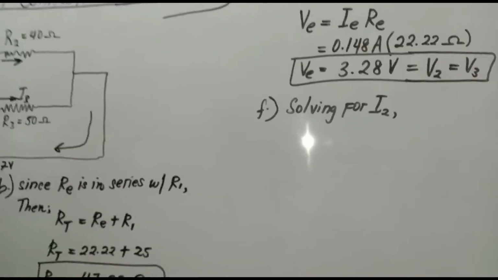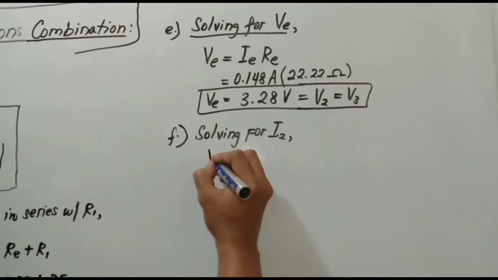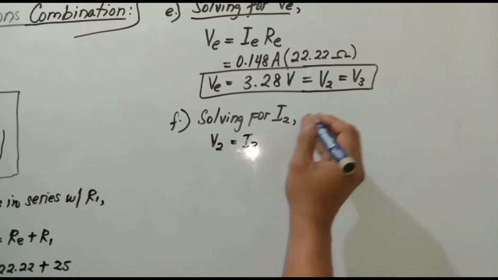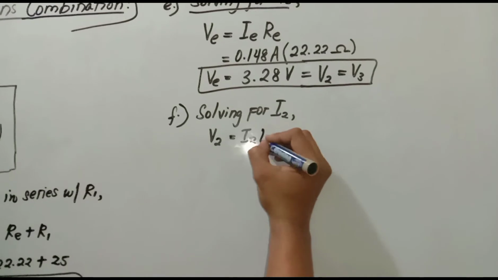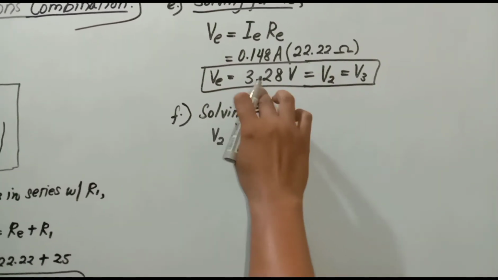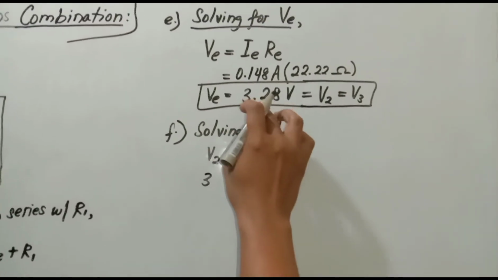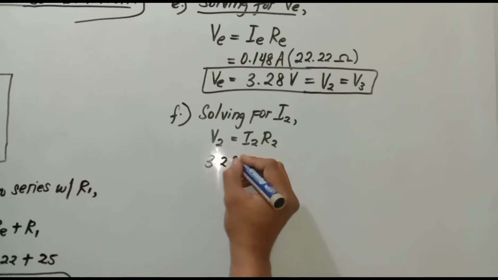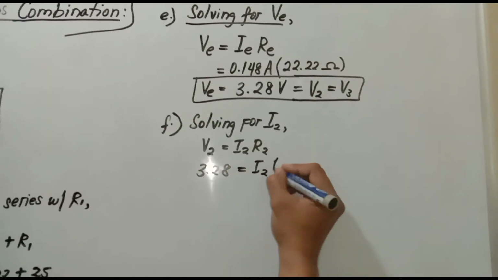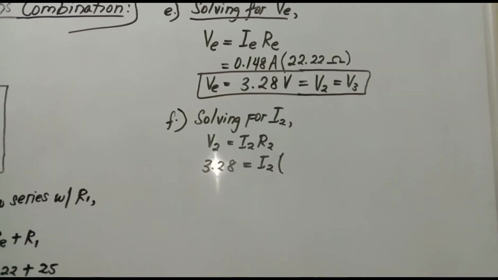So just simply, guys, using Ohm's law. V2 is equal to I2 times R2. V2 is also equal to VE, which is 3.28. Equate this current to the volts: 3.28 is equal to I2, which is the required. How much is the resistance R2 given, guys? It's equal to 40 ohms.